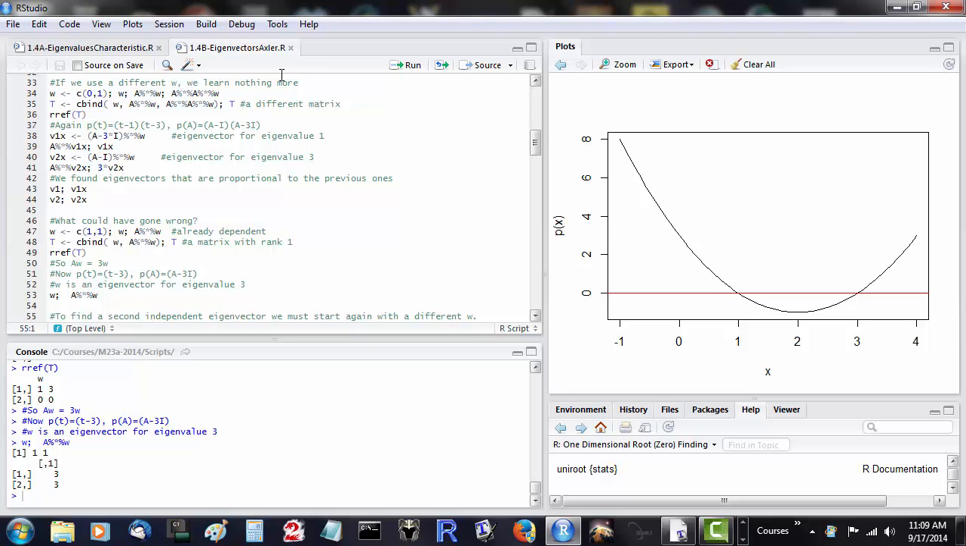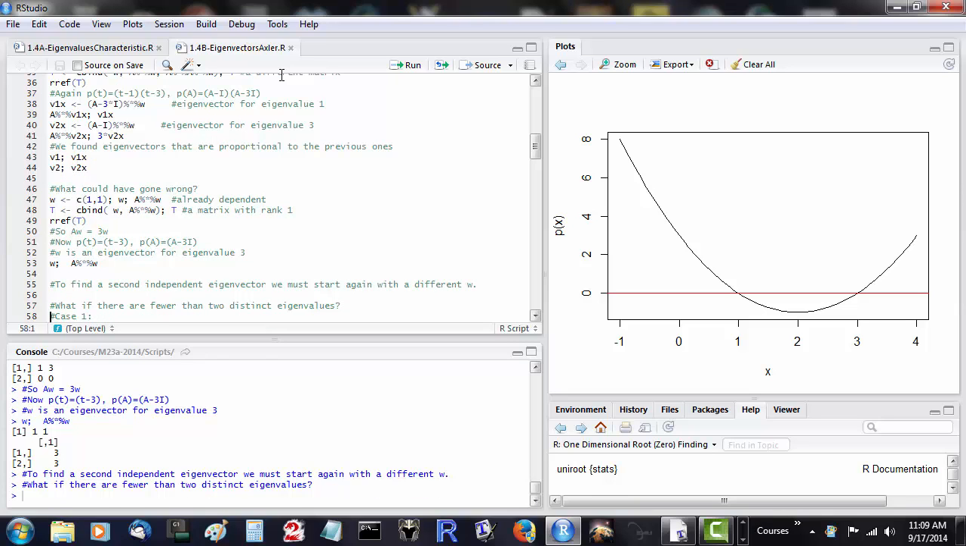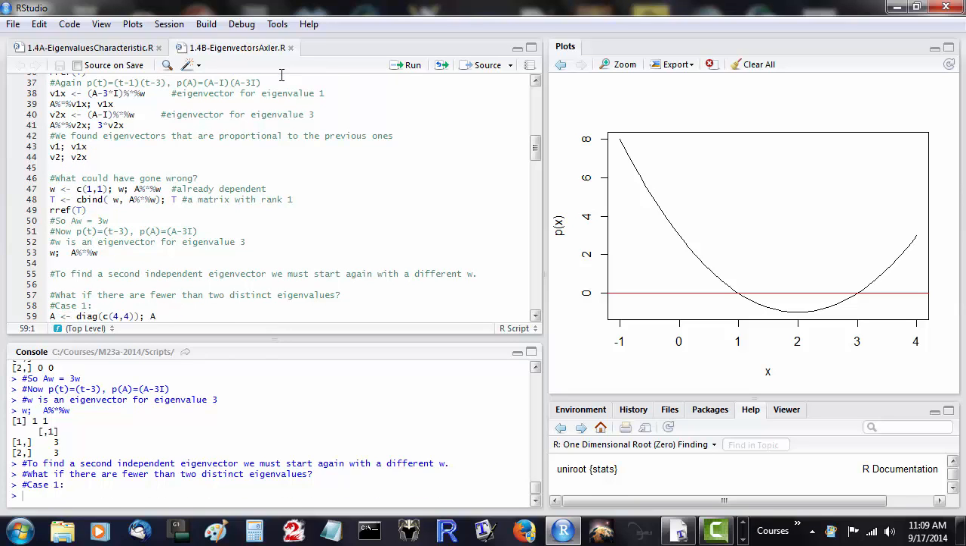Now, if I want a second independent eigenvector, I have to start over again with a different value of W, and that will reveal the eigenvector with eigenvalue 1. I will be showing you so many examples of this process that I won't bother doing the details of that. Let's instead worry about what might happen if there are fewer than two distinct eigenvalues.